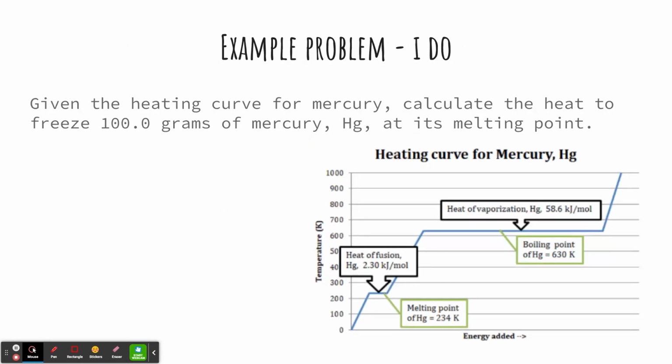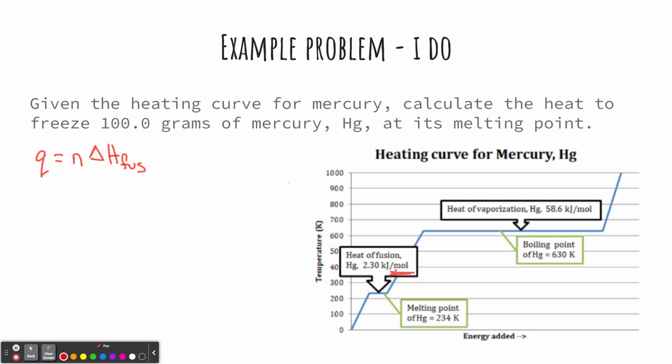So it says, given the heating curve for mercury, calculate the heat to freeze 100 grams of mercury at its melting point. Okay, well, guys, keep in mind, we're trying to find Q, so Q equals, and take a look here, guys. They gave us the heat of fusion in kilojoules per mole. Okay, so since they gave us kilojoules per mole, I'm going to use the number of moles times the delta H of fusion. Okay, so keep that in mind.